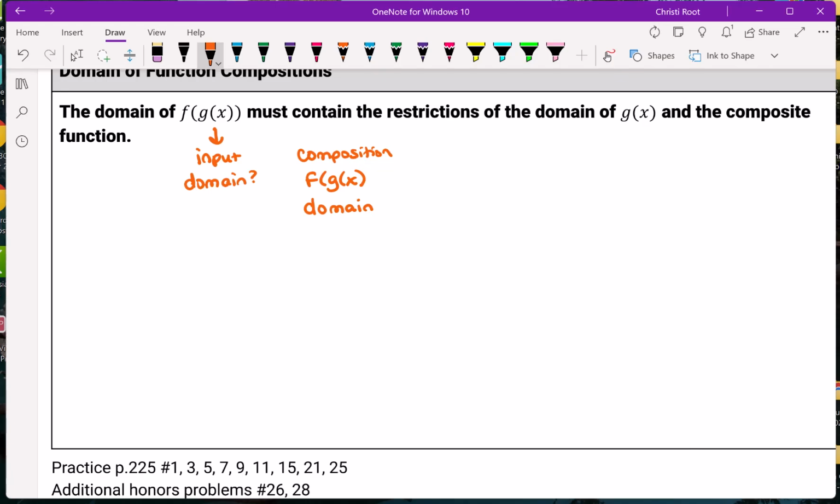So in section 4.5, it's different. In section 4.5, you have to consider individual domains. So you look at f of x, you look at g of x, and you figure out what's in common. These two are different. So you have to look at the domain of your input, in this case g of x, and then you have to finish this right here and then find the domain.